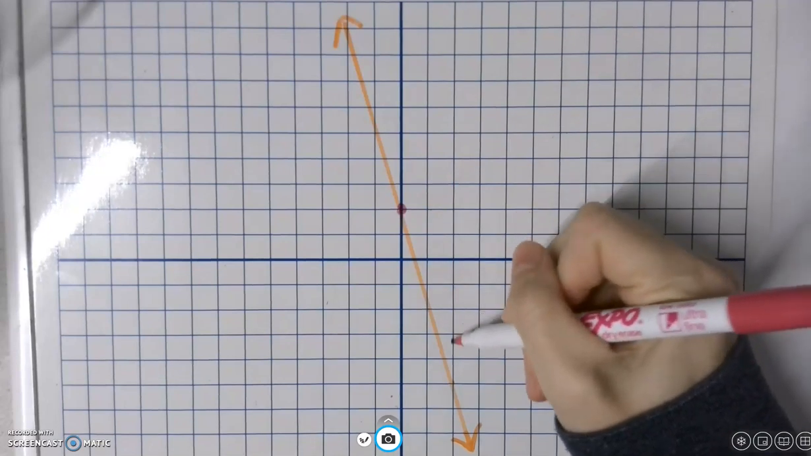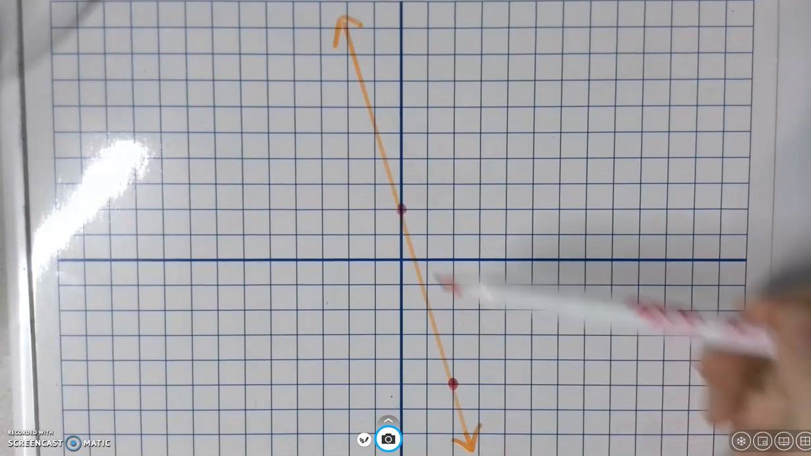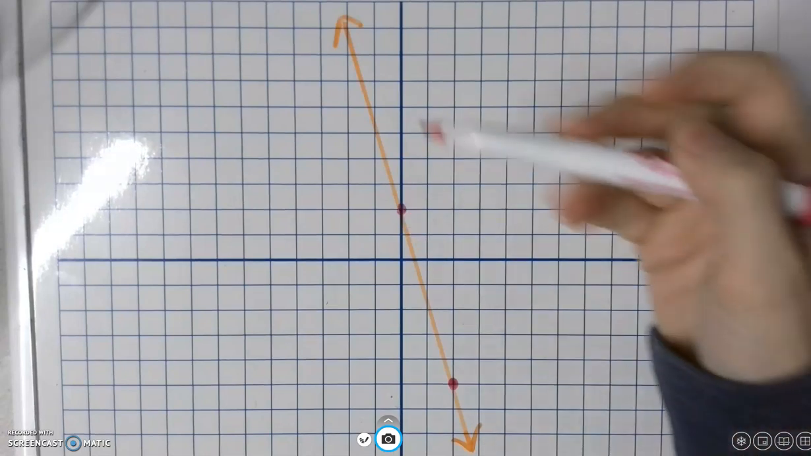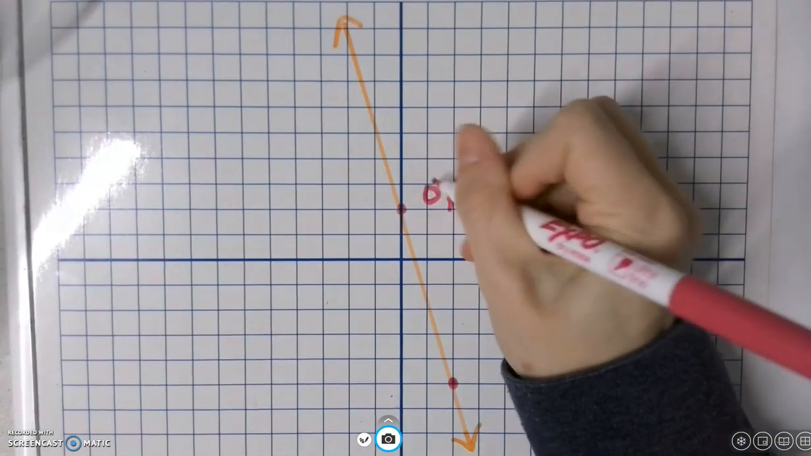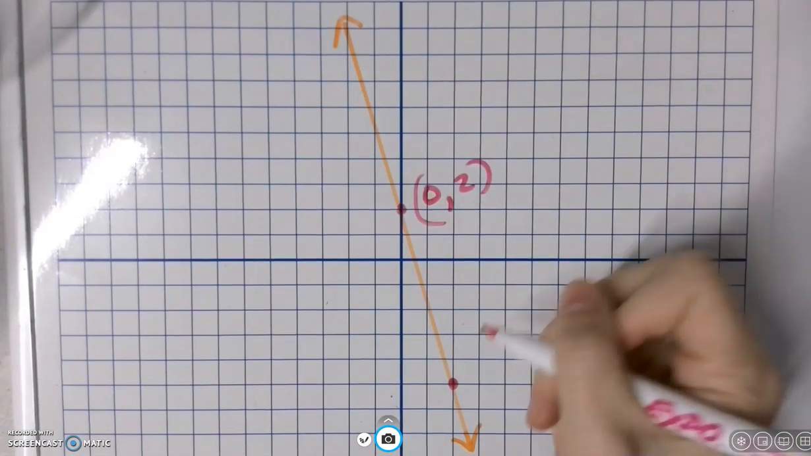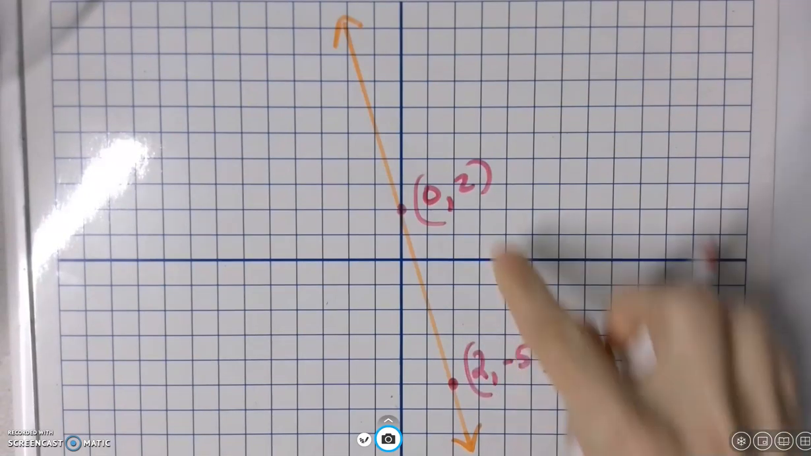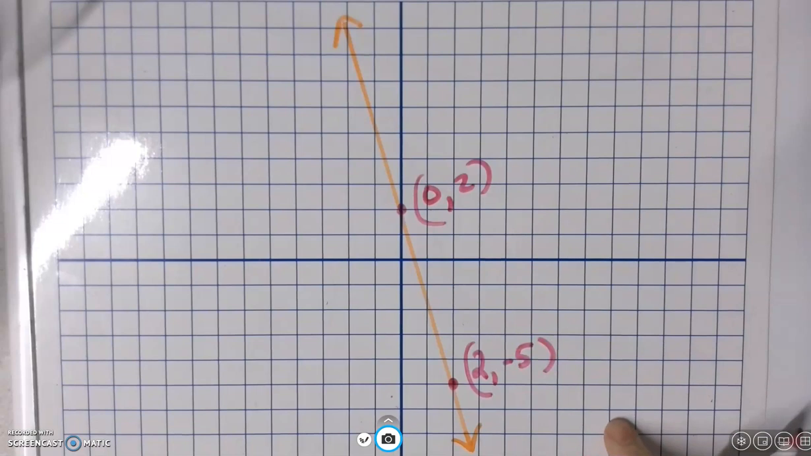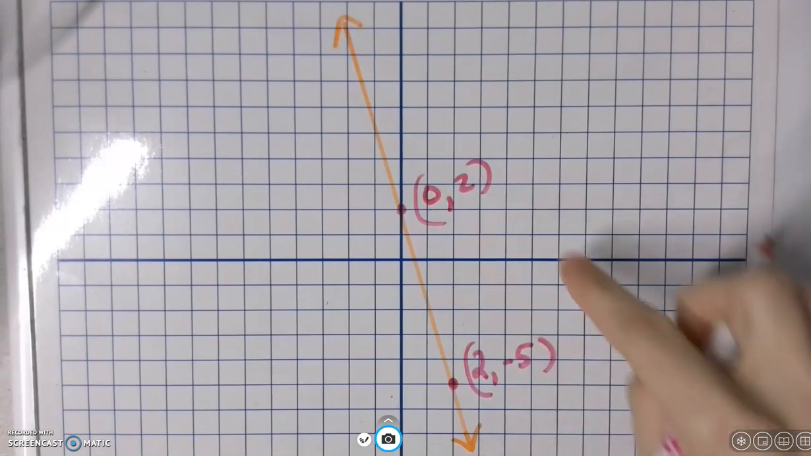So 2, 1, 2, 3, 4, 5, right here. You're going to notice on this line that we have these 2 points here that intersect perfectly on a coordinate. I'm going to start at my top point, and this first point here is 0, 2. And then my second point is 2, -5. I'm going to be using those 2 points in my point slope equation, but for now, I just want to show you that here are my 2 points.